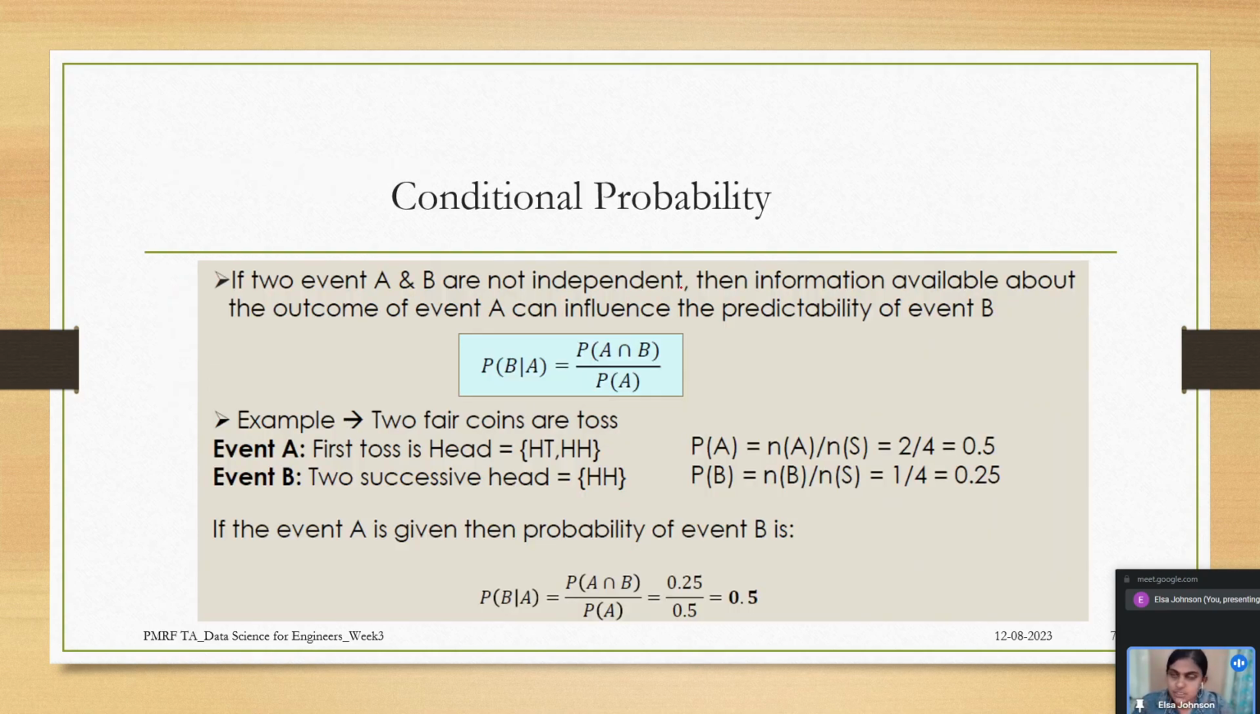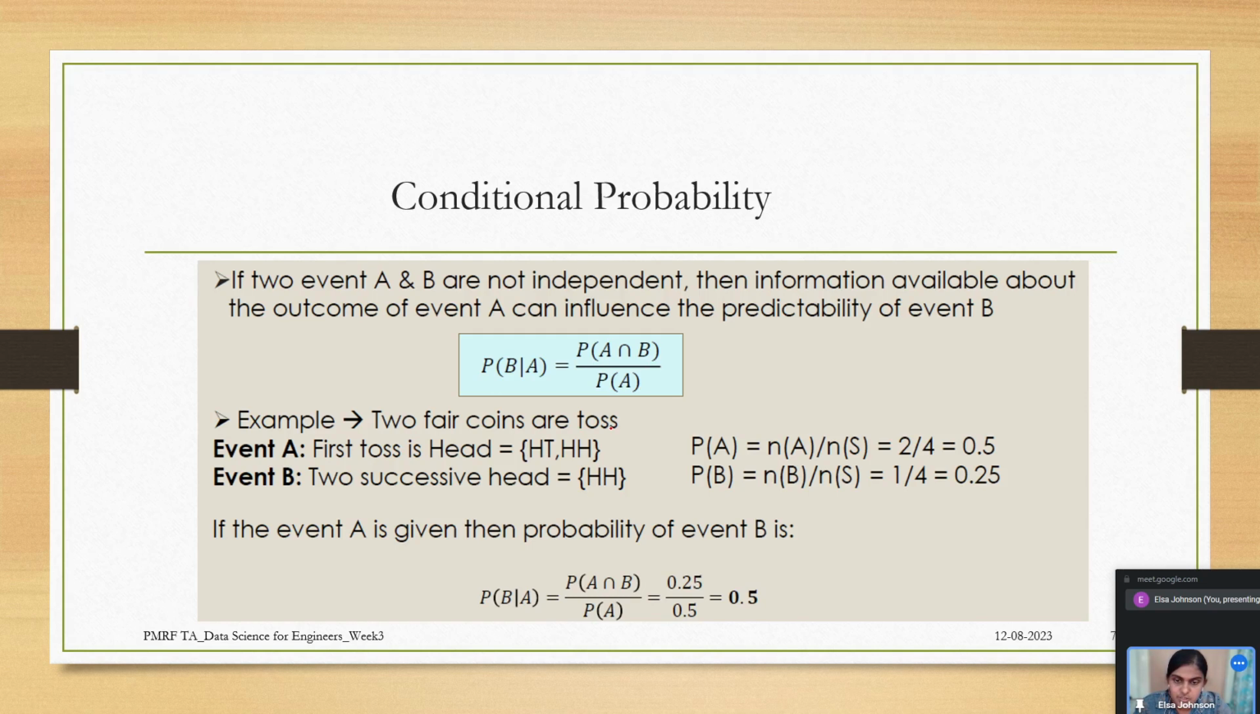Now we'll move on to conditional probability. If two events A and B are not independent, then information available about the outcome of event A can influence the predictability of event B. So one condition is that A and B shouldn't be independent. The probability of B, given that event A has happened, can be given as P of A intersection B by P of A. So we'll see an example.